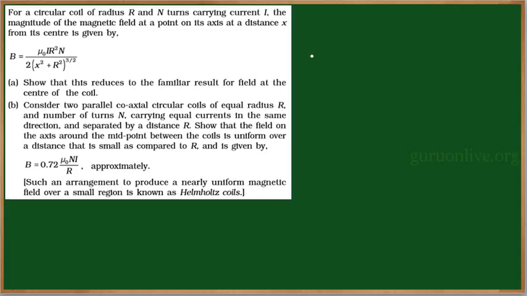See this problem. For a circular coil of radius r and n turns carrying current I, the magnitude of the magnetic field at a point on its axis at a distance x from its center is given by B is equal to mu naught I r square n by 2 into x square plus r square whole to the power of 3 by 2. Show that this reduces to the familiar result for field at the center of the coil.